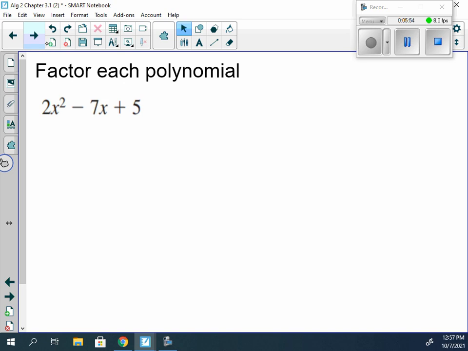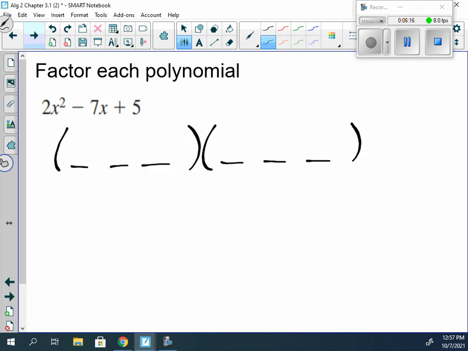Do we need to see how this one's factored? Yes? Okay. Let's look at this one here. Is there a greatest common factor, because that's going to be our first main step, between these 3 terms? No. So we move on to step 2, which is our 2 sets of parentheses with 3 spaces.